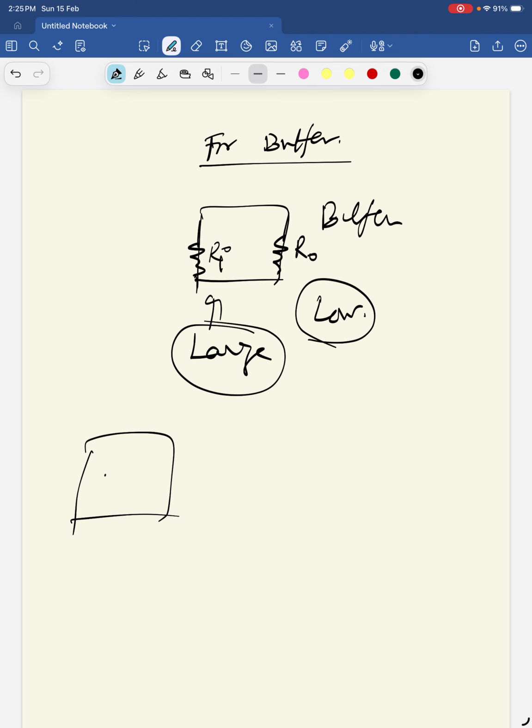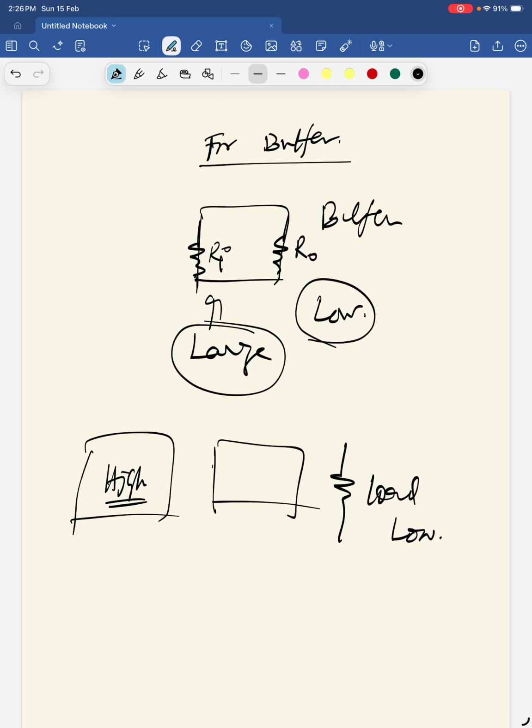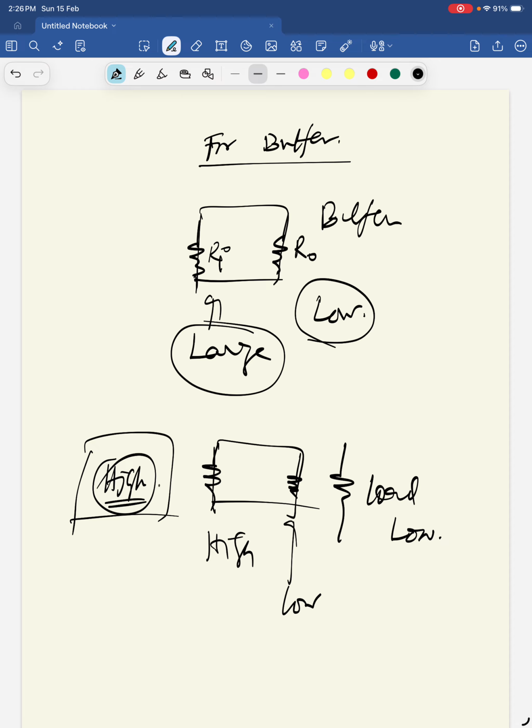Okay, it is having high source impedance, and we are having one load that is low impedance. Now if we use a buffer here, then what will happen? It is having high input impedance, but very low output impedance. So the input impedance is high, here the output impedance is low. So high with high matching, low with low matching.